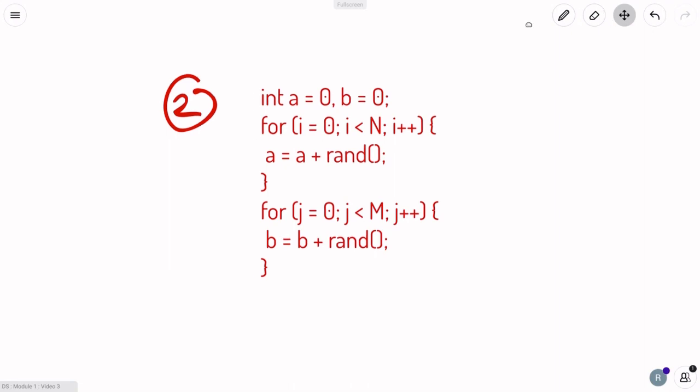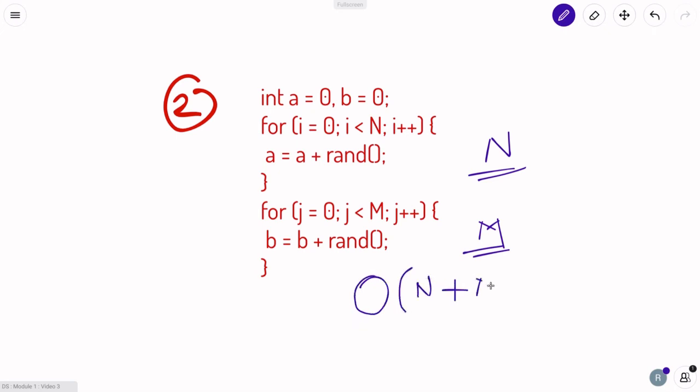I hope you have got the answer for this question. This for loop is going to run n times, and this for loop is going to run m times. So we have two inputs on which this program depends, n and m. That's why the time complexity of this program in terms of big O notation is going to be big O of n plus m. This is also a linear time complexity.